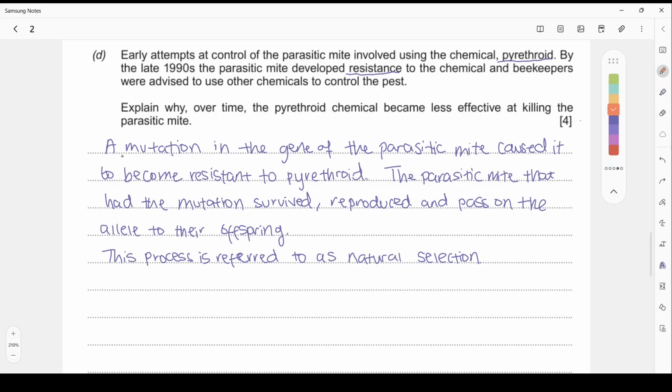So let's go over the marks. Number 1, we have a mutation, and the second mark would be allowed it to become resistant to the pyrethroid. The third mark is the ones with the mutation survived. The fourth mark is reproduce and pass it on to the next generation or to their offspring. And then the fifth mark would be natural selection. All right, so those are the marks.